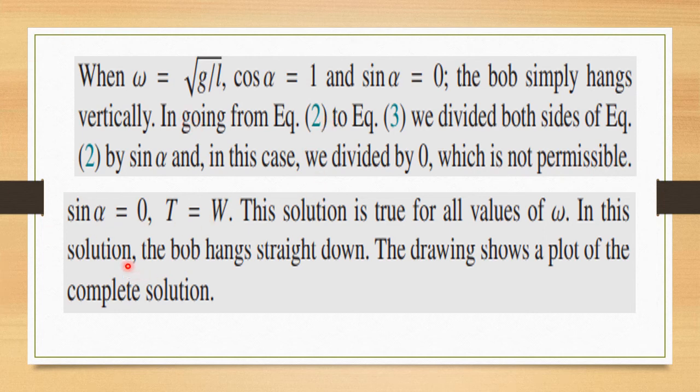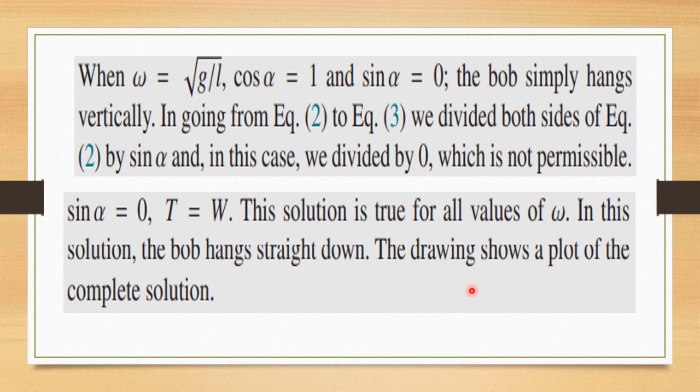And second, another possibility is that sin alpha is equal to 0 when T is equal to mg. This is a possible solution. This solution is true for all values of omega. In this solution, T equal to mg means the bob hangs straight down. There is no angular slanting of the string. So the bob simply hangs straight down.